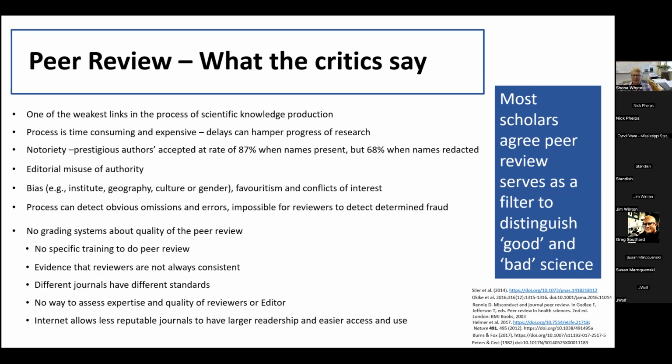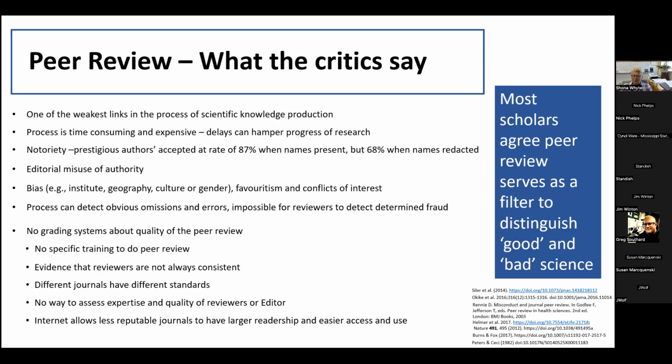There's no grading system about quality of the peer review. We do know that between journals, there's different standards, that between reviewers, there's not consistency. There's no way to assess the expertise and quality of reviewers or editors. And in fact, there's been studies done where they've submitted publications to one journal and where it's been rejected, and then submitted to other journals and it's been accepted, and vice versa. So there is no consistency, and that links back to the comment about human involvement in the process.